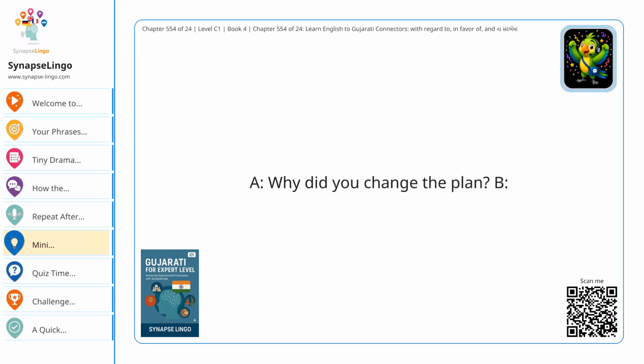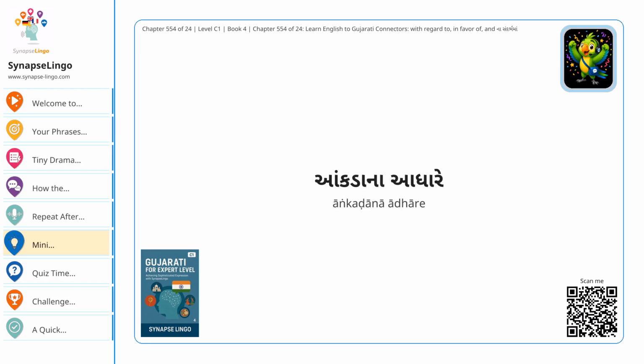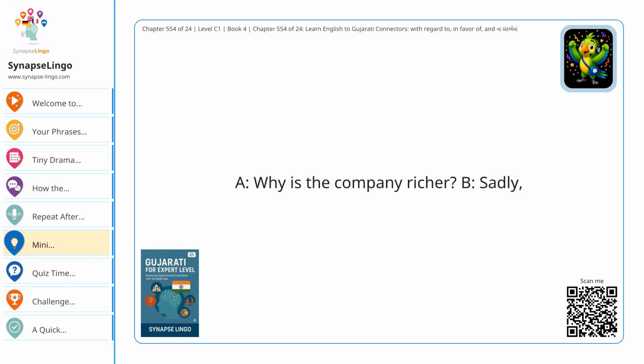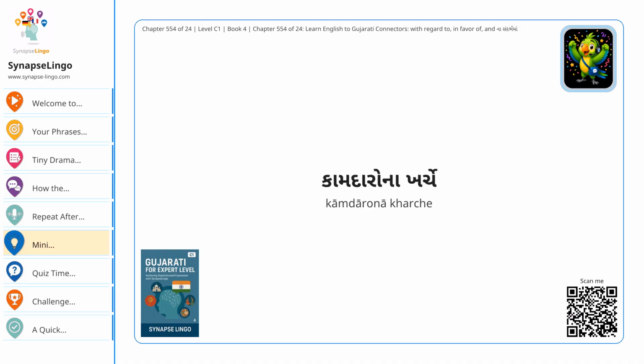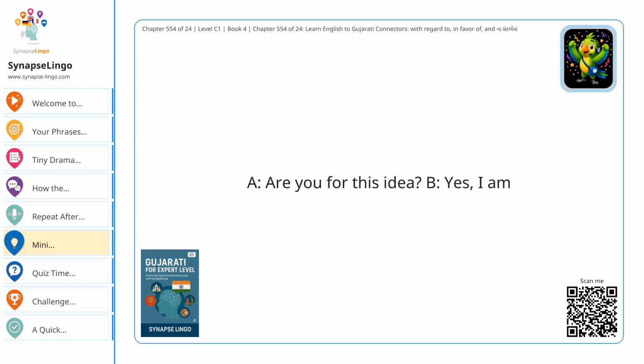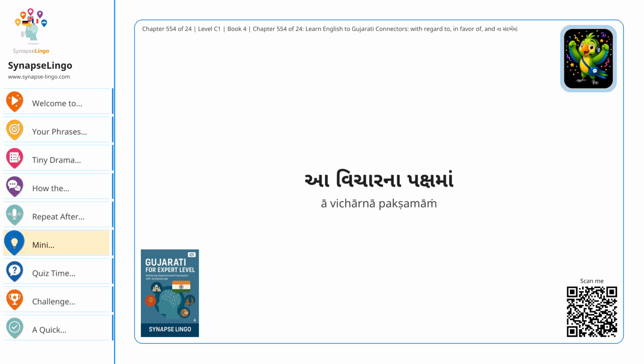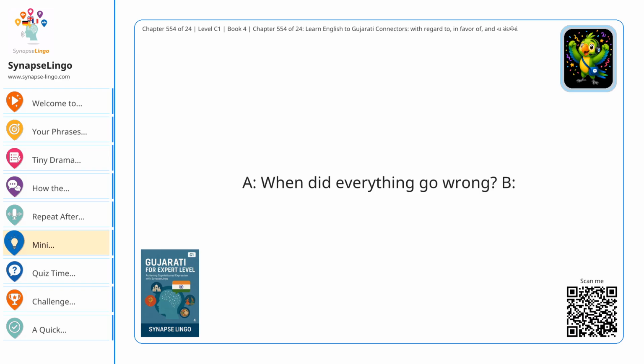A. Why did you change the plan? B. આંકડાના આધારે. Numbers are rude but useful. A. Why is the company richer? B. Sadly. કામદારોના ખર્ચે. A. Are you for this idea? B. Yes, I am. આ વિચારના પક્ષમાં. A. When did everything go wrong? B. ચર્ચા દરમિયાન. Naturally.